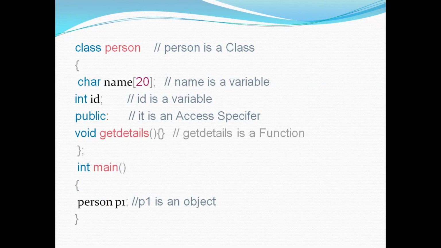Now, this is a small program to show how to create an object in a program. This is the class name person, and there are two variables, name and id, and this is the access specifier, and this is the function, and this is a return type. Now, this is the main function. The return type of this function is int.